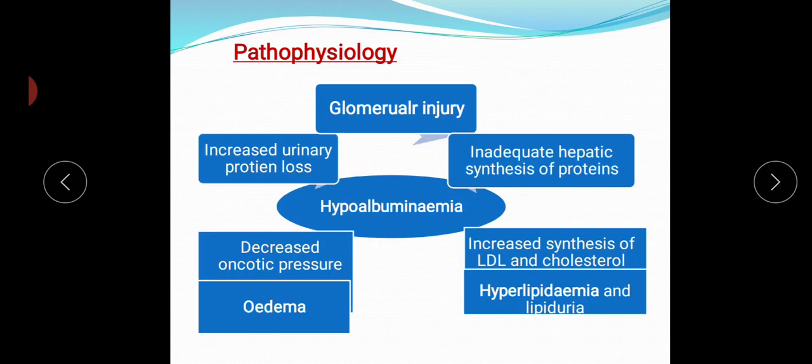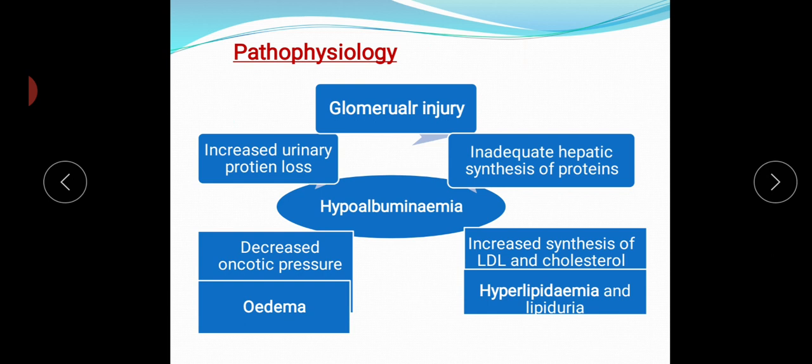So just here you can see the pathophysiology of nephrotic syndrome, where the primary event is glomerular injury. Because of any reason, the glomerular injury will lead to increased permeability of the glomerular membrane, which may also become permeable to the plasma proteins. This leads to increased urinary protein loss, and with that there will be inadequate hepatic synthesis of proteins. So there is protein loss and decreased production. Both of these lead to hypoproteinemia, mainly decreased albumin level, that is hypoalbuminemia.